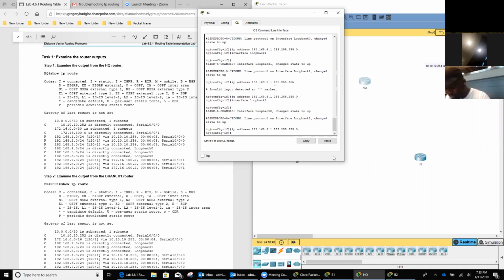Man, I forgot the command. It's interface serial. Did we already do serial? The first serial? No, you only did the loopbacks. We haven't done the serials yet. Interface.